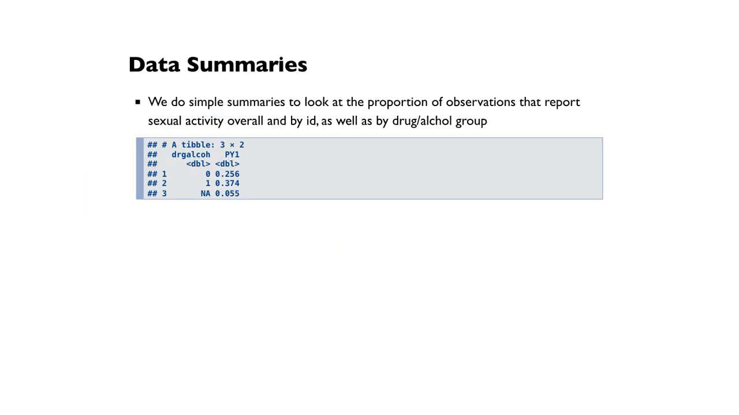This is just a simple look at the drug and alcohol, so 0 and 1, versus the proportion of all days that are reported in that group that report sexual activity. So just to get some idea about the descriptive nature of the data. So it's 25% if they reported no alcohol and drugs that day. And again, this is averaged over people and days. And 1 is 0.37. So you see an increase in reported sexual activity if you have drug and alcohol reported on the same day versus not.